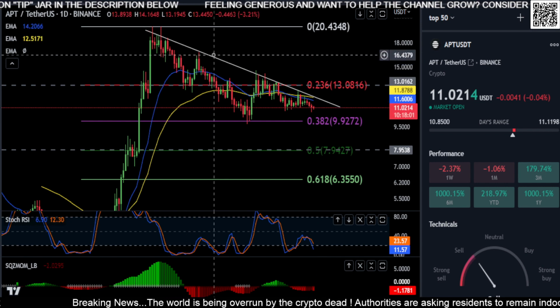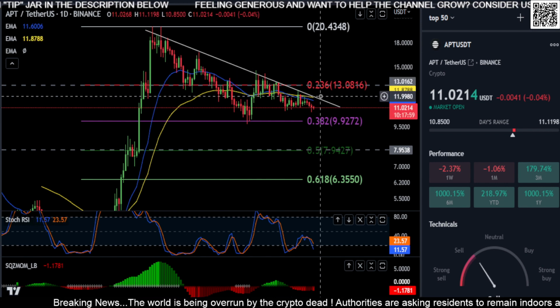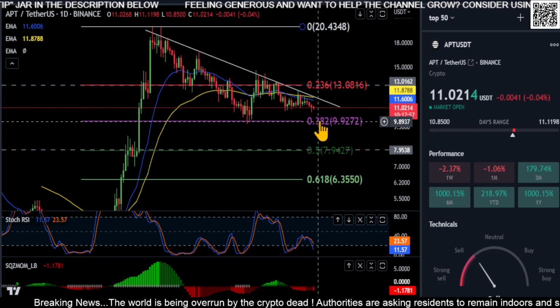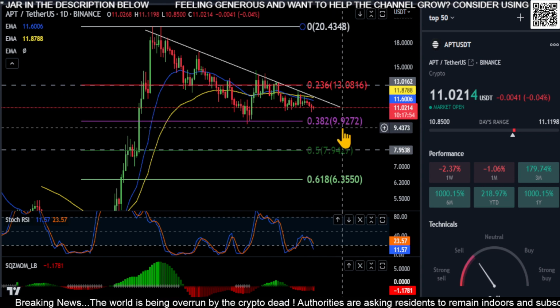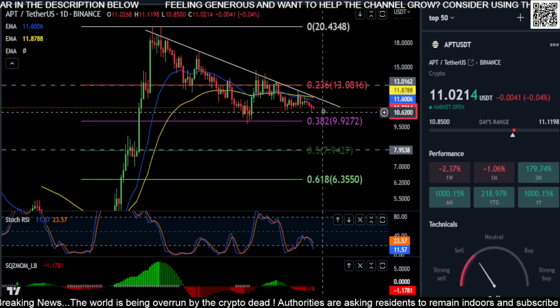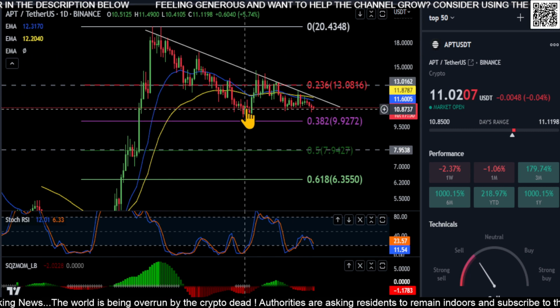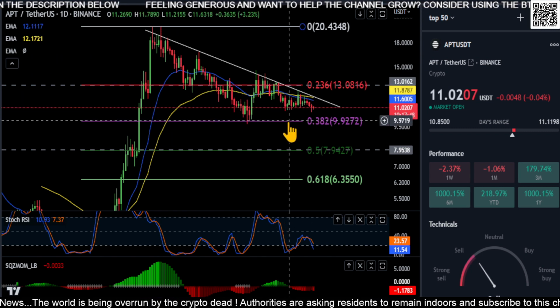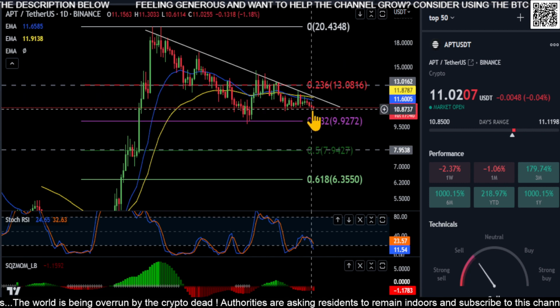So what to watch for? You can see we do have this downtrend right here in play. If we actually come down to our 382 here at 9.92, this 9.90 area, and we have a little bounce and move back up, that's actually going to form a descending triangle pattern here, which is a bearish pattern.